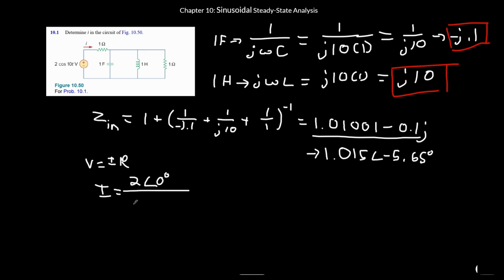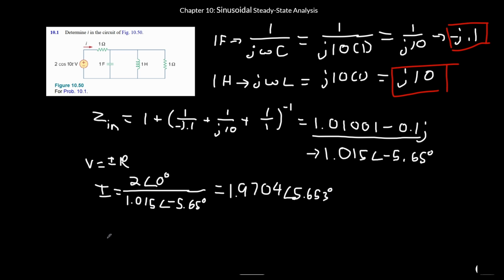And then this would just be over our 1.015 angle negative 5.65 degrees. And then this would yield 1.970 with the degrees of 5.653.